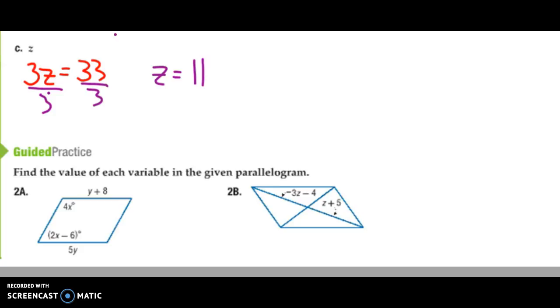Here's a couple guided practice problems. In letter A, you're looking to find the value of x and y, and then in letter B, you're looking to find the value of z.